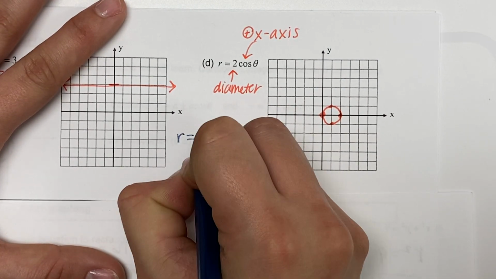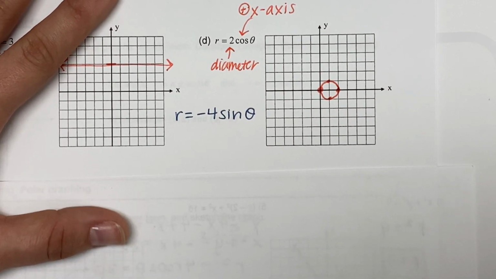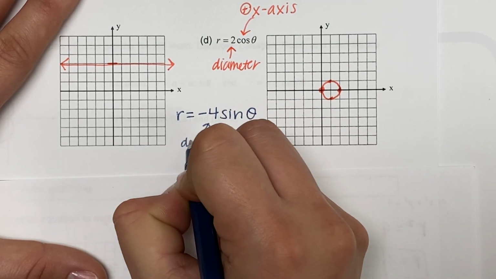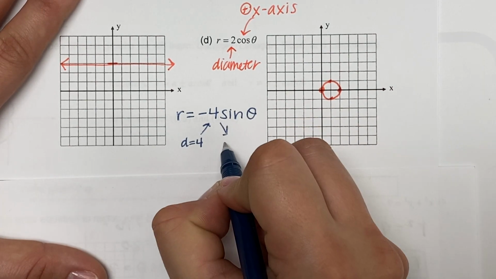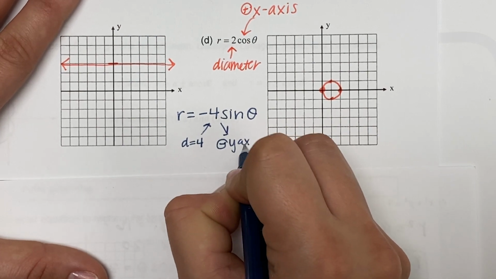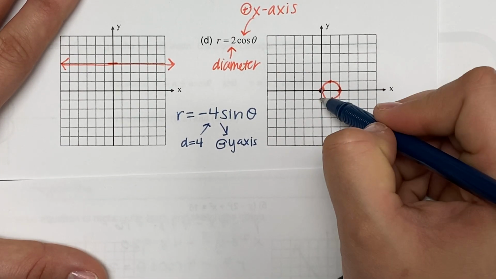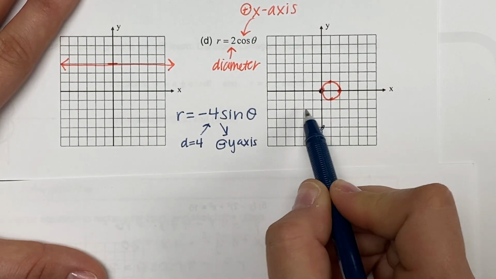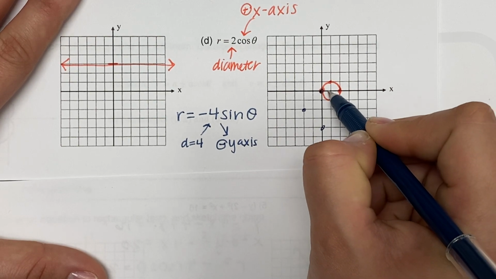Let's do r equals -4 sine theta. So this is still going to be a circle. The diameter is 4. But because it's negative, we're on the negative, and because it's sine, the y-axis. So that's going to be down here. So I still start at 0, 0, but I'm going to go down 4. 1, 2, 3, 4. And if the diameter is 4, that means I'm going to go left and right just 2, because 2 will be the radius.